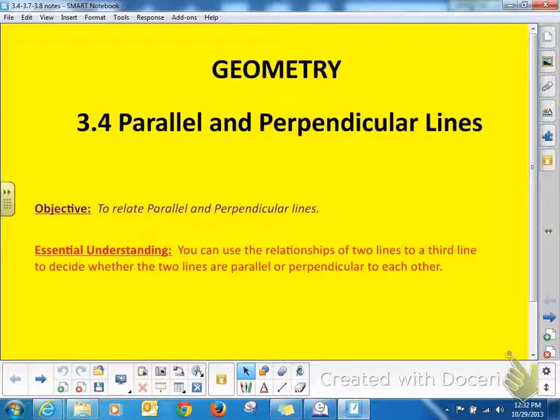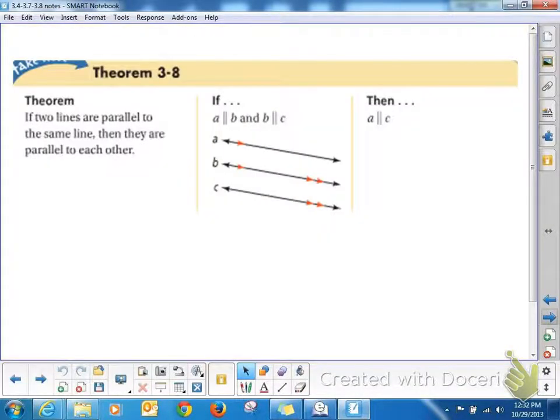Our objective in this lesson is to relate parallel and perpendicular lines. It's essential that you can use relationships of two lines to a third line to decide whether two lines are parallel or perpendicular to each other. So please take notes here.